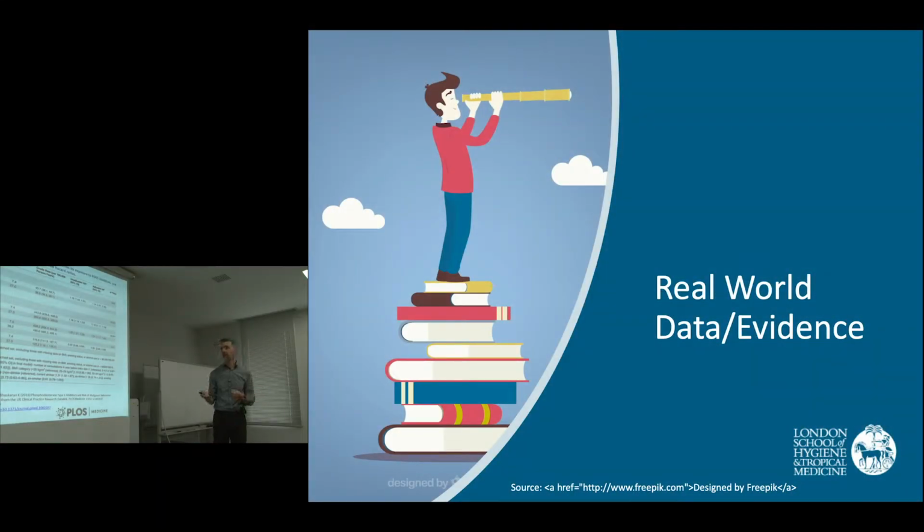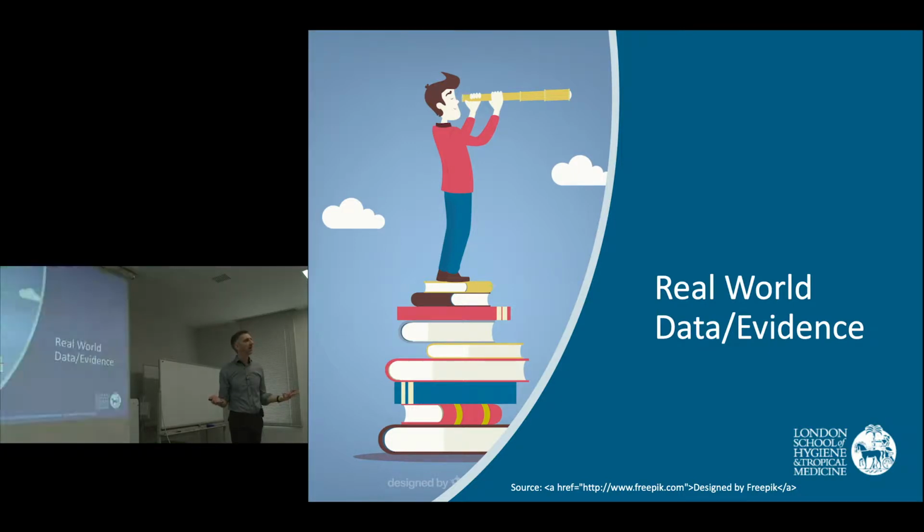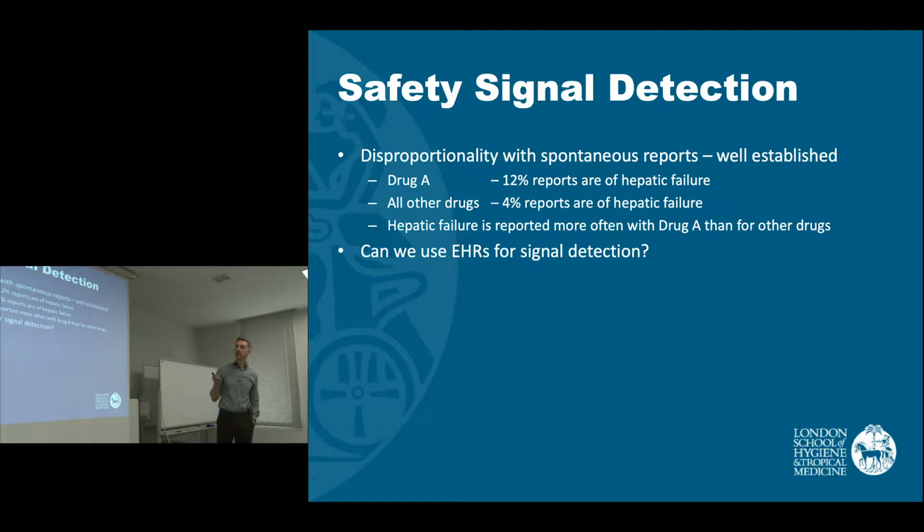Okay, so that was an example of electronic health records being very useful to investigate a safety signal. Investigating safety signals and drug utilisation are things that we've been using these data for years. So I want to then move on to what I see as the future in using real-world data and evidence for pharmacoepi research. So, starting with safety signal detection.